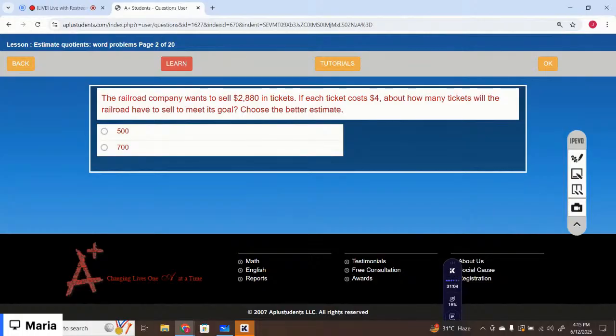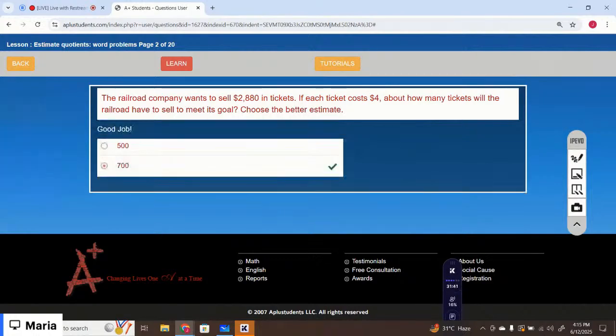The railroad company wants to sell $2,880 in tickets. If each ticket costs $4, about how many tickets will the railroad have to sell to make its sale? So 2,880. Let's just divide 2,880 by 4. So option number 2 is the correct option. That is 700. Option 2 is the correct option.